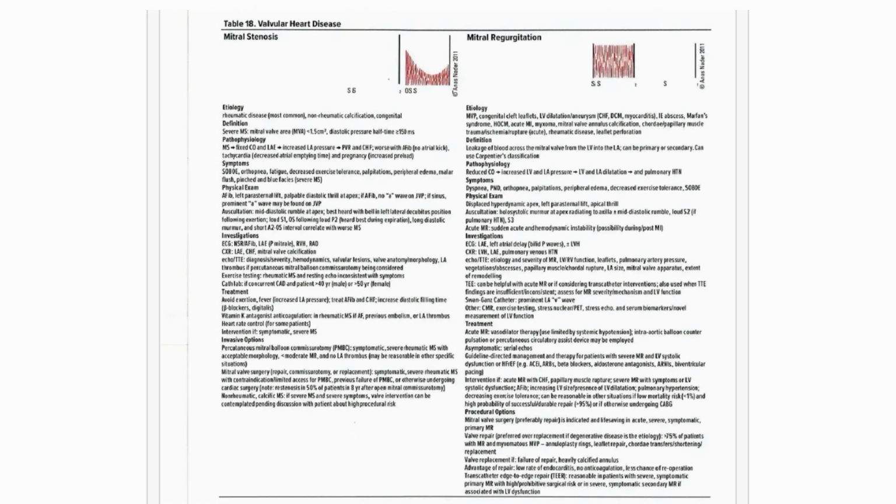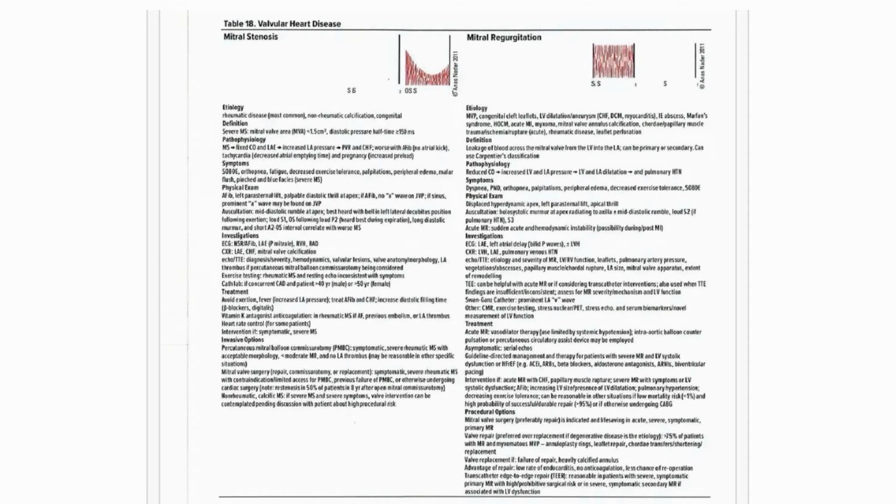Mitral stenosis. Starting with the left side of the table, mitral stenosis. Etiology. Looking at the first row of the table, the most common cause is rheumatic heart disease. Other causes include non-rheumatic calcification and congenital mitral stenosis. Definition. The table defines severe mitral stenosis as a mitral valve area less than 1.5 square centimeters and diastolic pressure half-time of 150 milliseconds or more. These echocardiographic measurements determine the disease's severity.